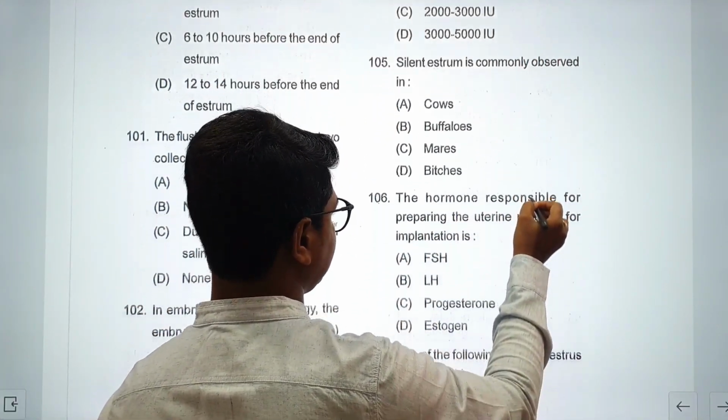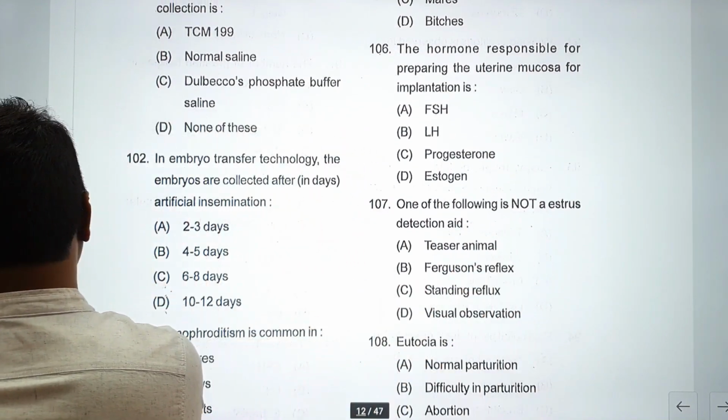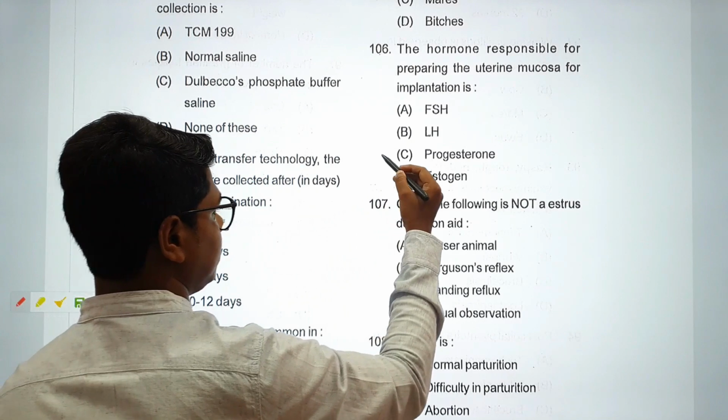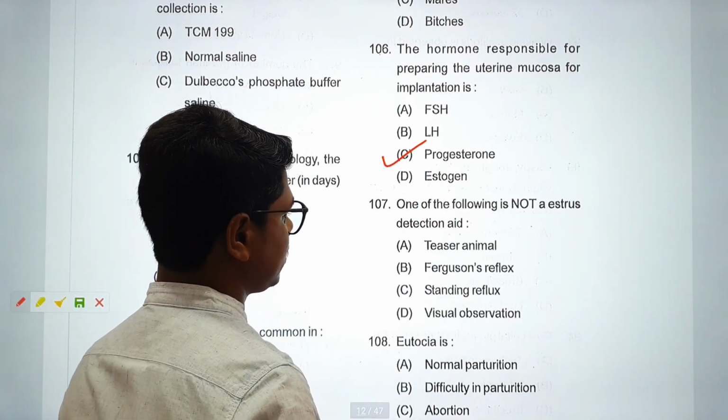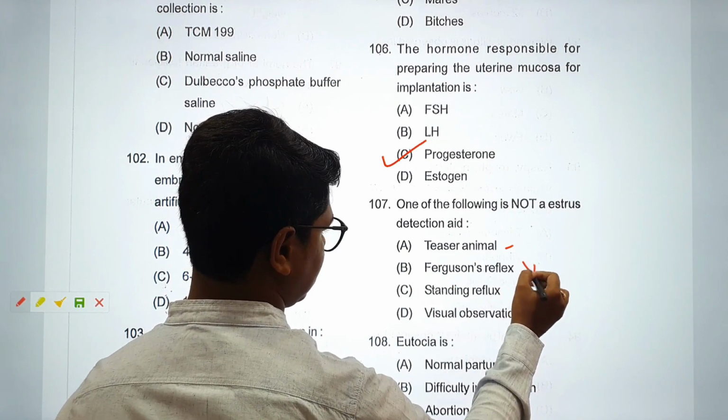Next, the hormone responsible for preparing the uterine mucosa for implantation is progesterone. Pregnancy hormone, progesterone. One of the following is not an estrus detection aid. Teaser animal, yes. Ferguson reflex is not.